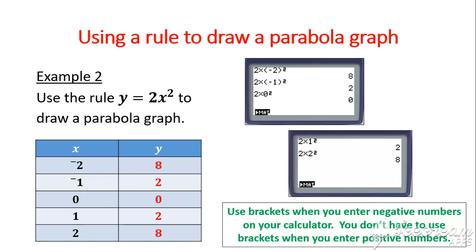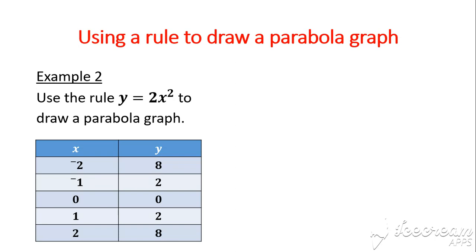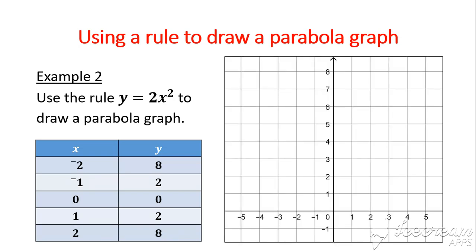Here's what I like to do. If I'm using x is equal to -2, I like to go 2 times bracket, -2, close bracket, squared. That should give you a y value of 8. Right, so I'm substituting all those values into my calculator and I'm getting my y values, and I'm now going to draw my graph. So here is my Cartesian plane, and let's plot these points.